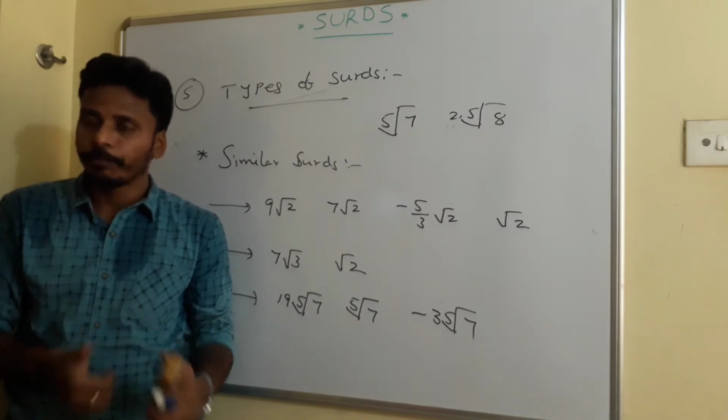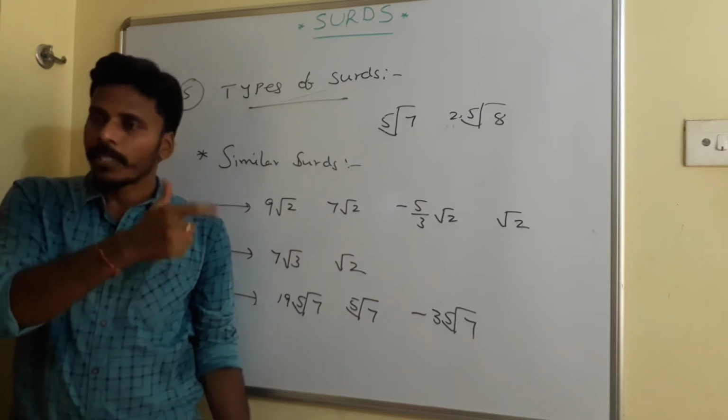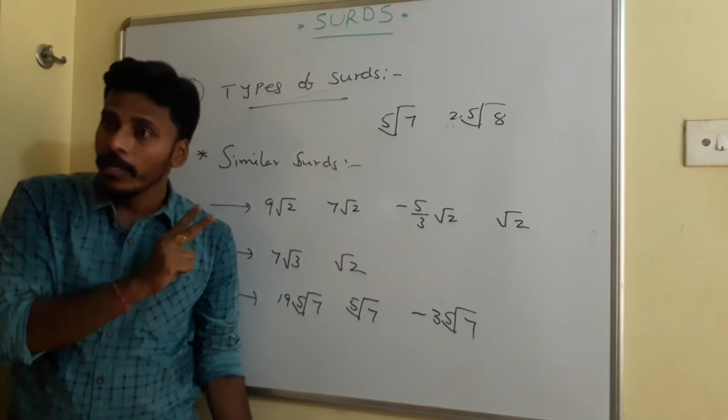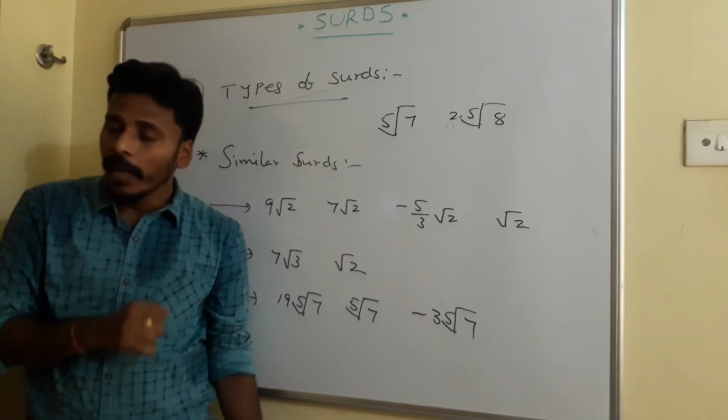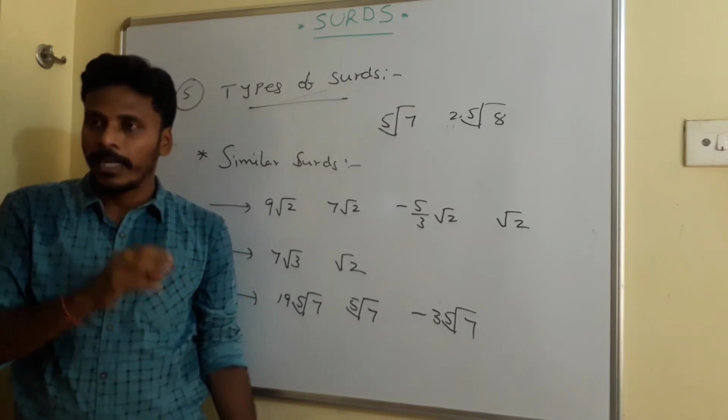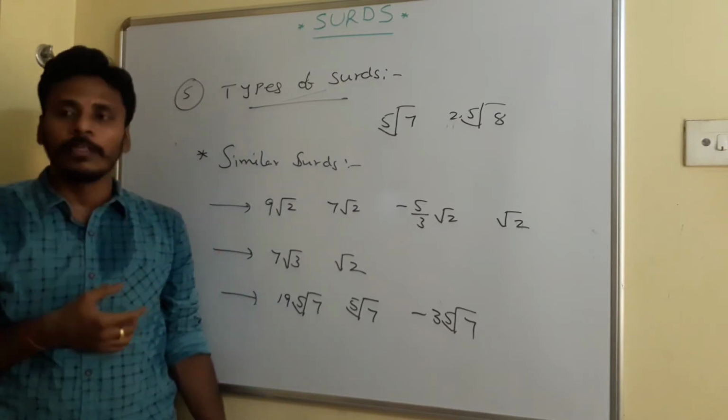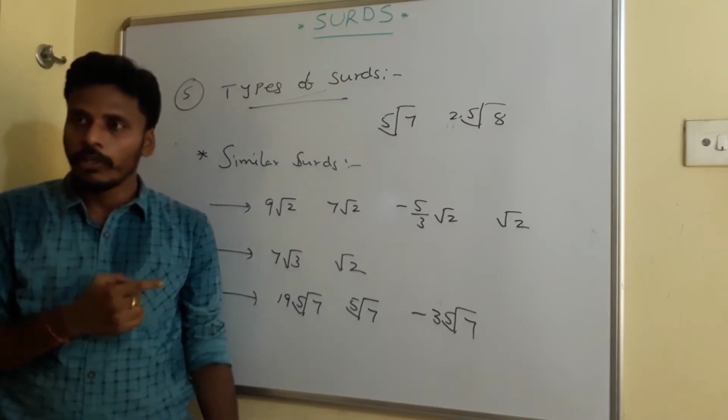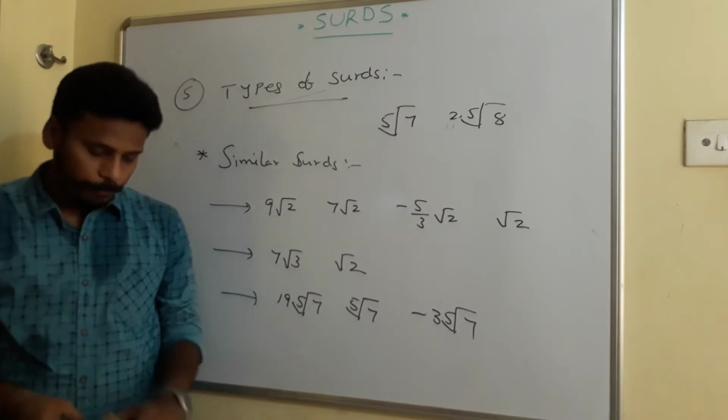What are those types again? Pure surd, and then mixed surd, and then surds based on the order, and then surds based on the terms, and then similar surds, right? Just have a look and I will come with the next thing. Okay?